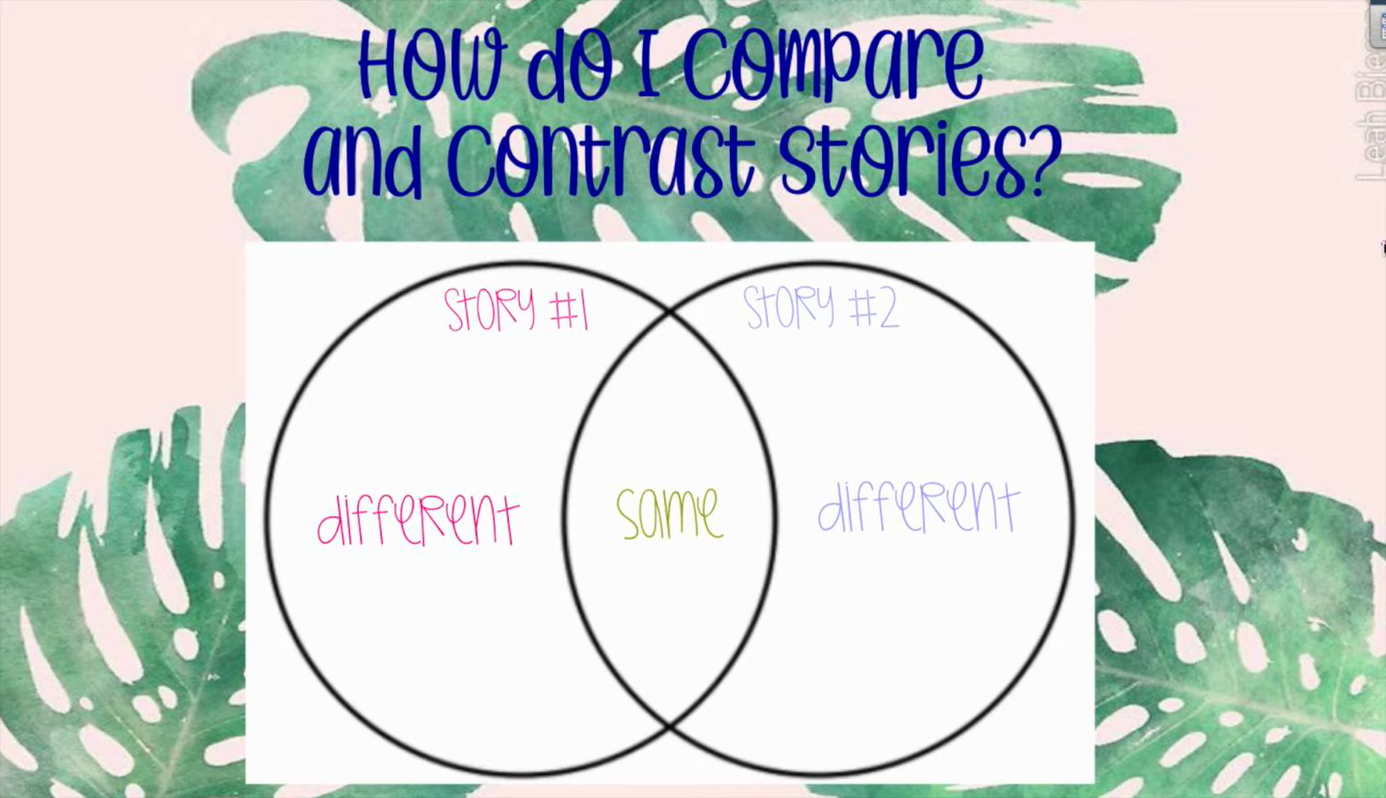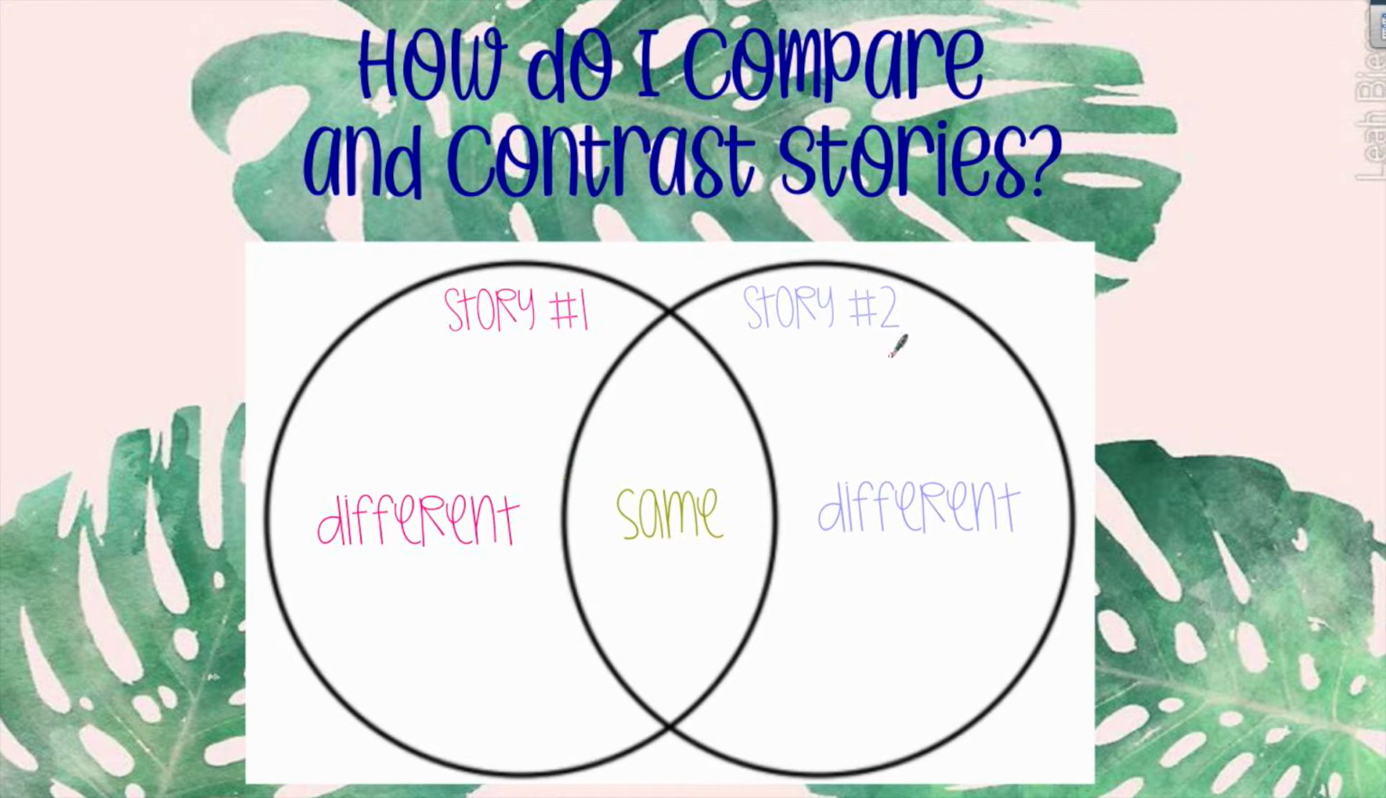Before we can get started, you might be asking yourself, how do I compare and contrast stories? Normally, whenever we compare and contrast stories, we use a Venn diagram, such as the one on my page. A Venn diagram is two circles that overlap. In the first circle, you talk about story one. So the first story that you're working on, you'll talk about all the things that make that story different.